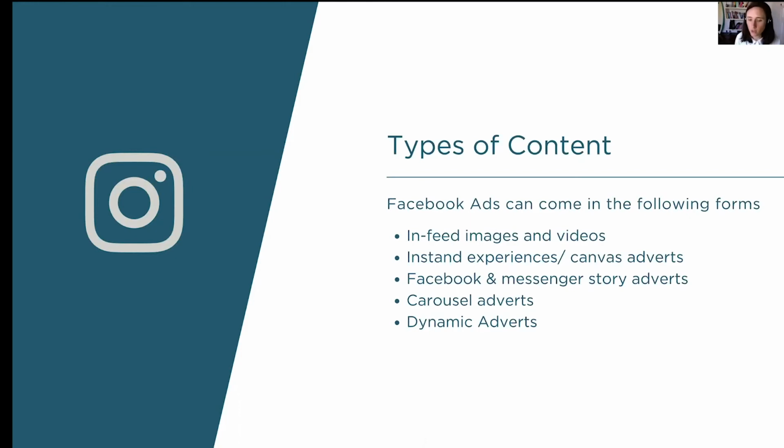And then we've got carousel adverts, which we've got some great examples we've recently done from Vonex, and that's where we scroll through a number of different images. And then we've got dynamic adverts that change depending on what people are looking at and what website URLs they're on.